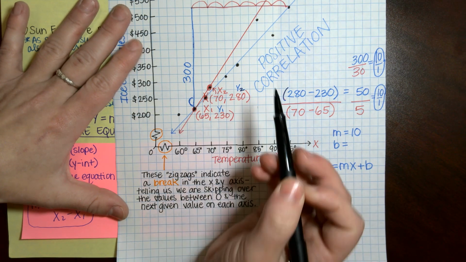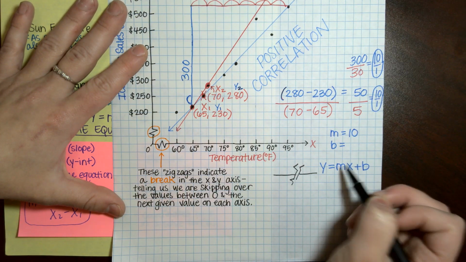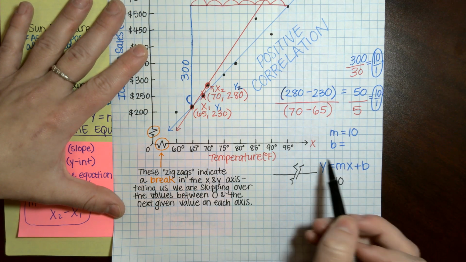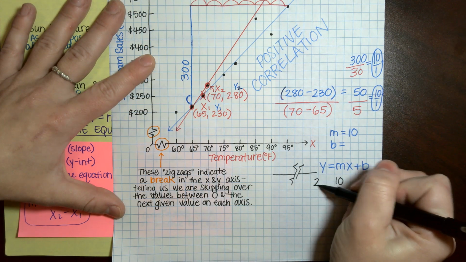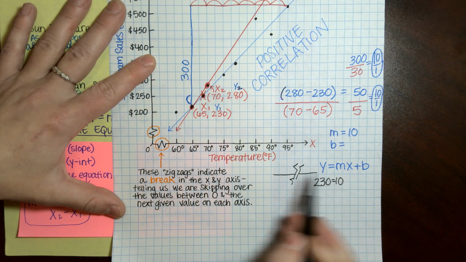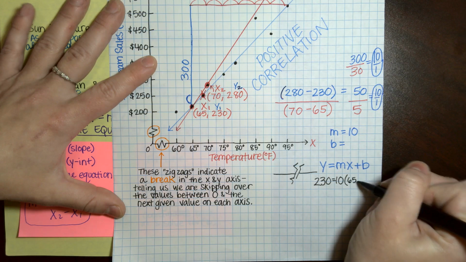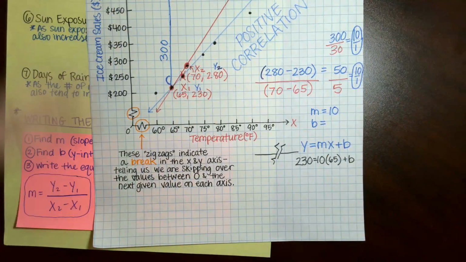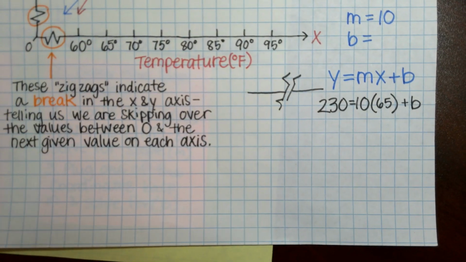So let's do that. Remember, we've got a value for m that'll go here, so I'm going to write 10. I've now got a value for y, 230, so I'll put it here under my y equals. And I also have a value for x, 65, plus b. So now we're just solving for b. What would my first step be in this equation we've got set up here now?